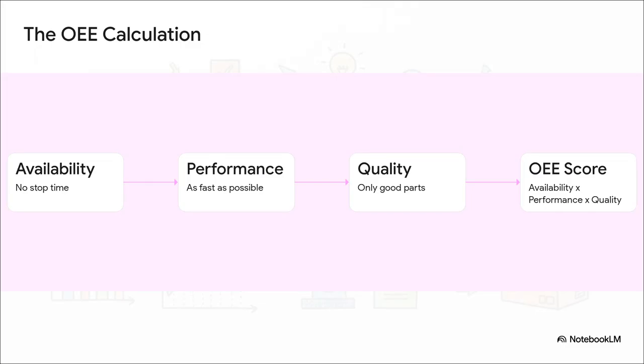Now here is the absolutely crucial part. You don't add these scores together. You multiply them. Availability times performance times quality. That gives you your final OEE score. And what that means is a low score in just one of those areas is going to tank your overall number. There's just no hiding a weak link.